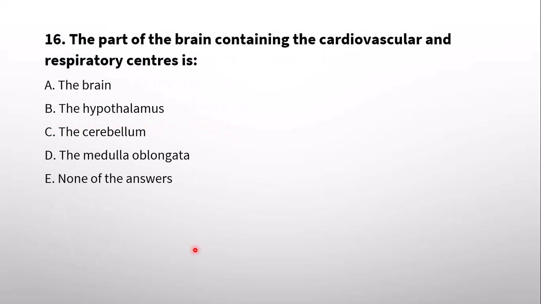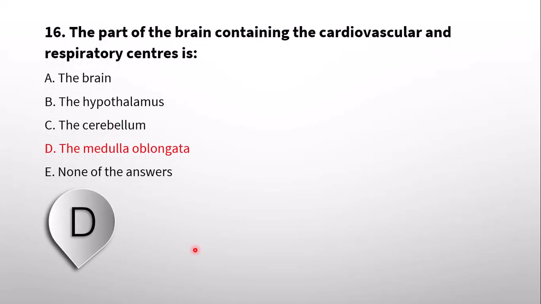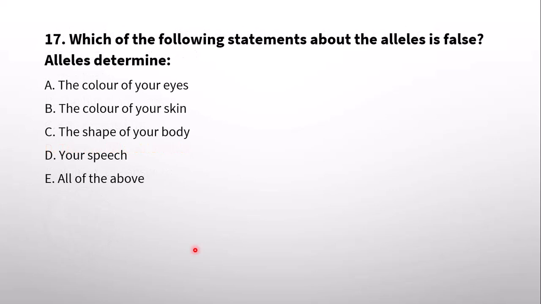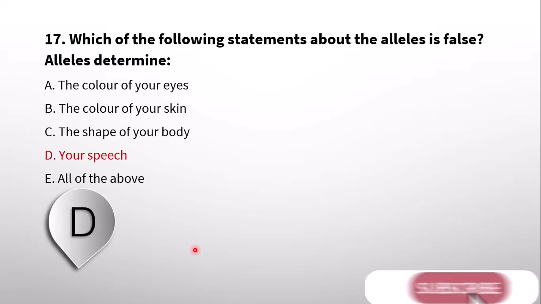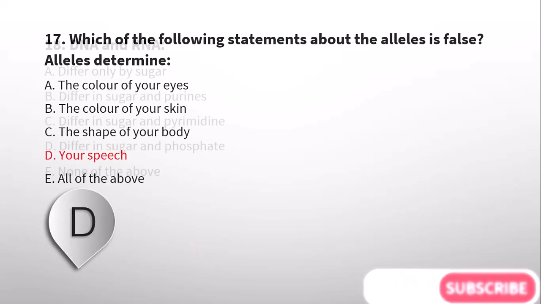16, the part of the brain containing the cardiovascular and respiratory centers is the medulla. Medulla oblongata. 17, which of the following statements about alleles is false? Alleles determine your speech. No. T.